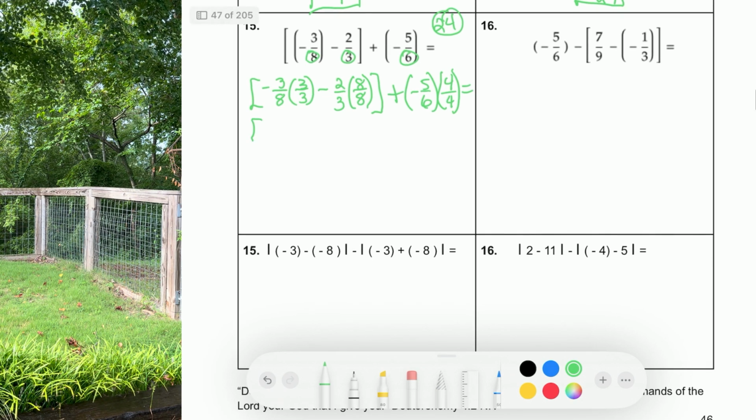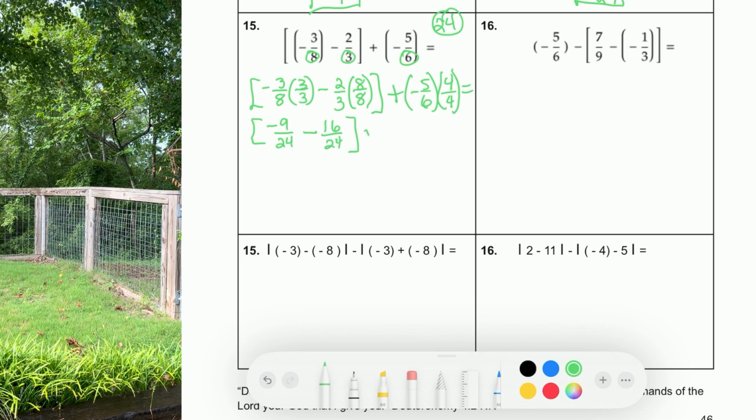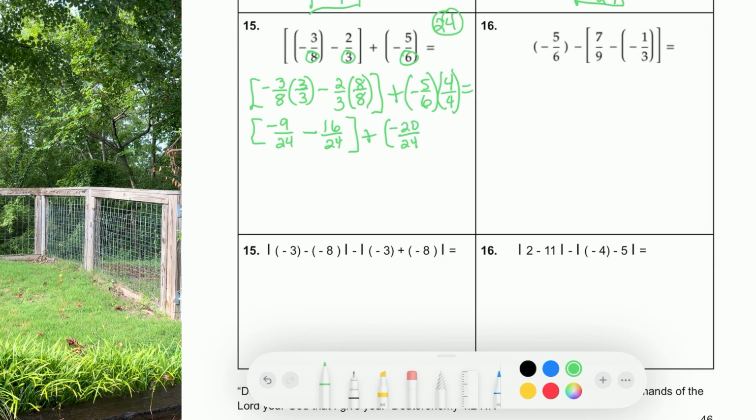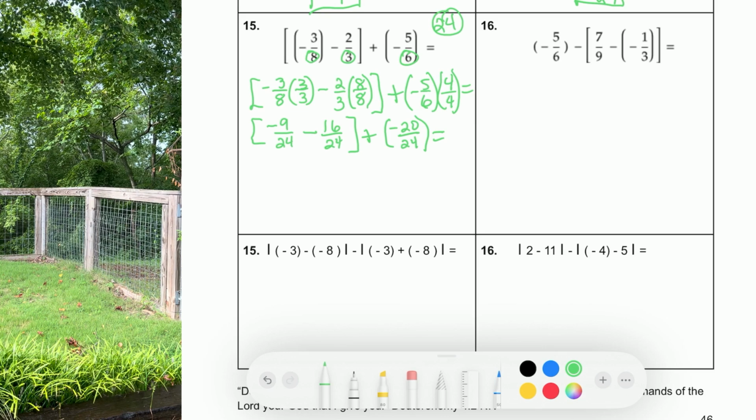All right, so now we have -3 times 3 is -9/24. 2 times 8 is 16/24. And then we have -5 times 4, which is a -20/24. So we have all the same denominators now. We can actually work on combining.